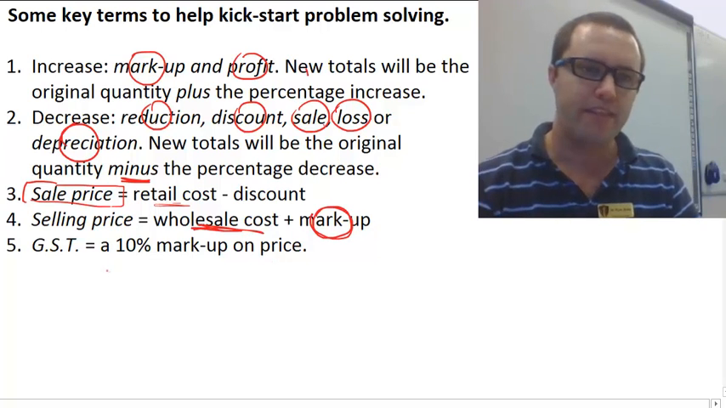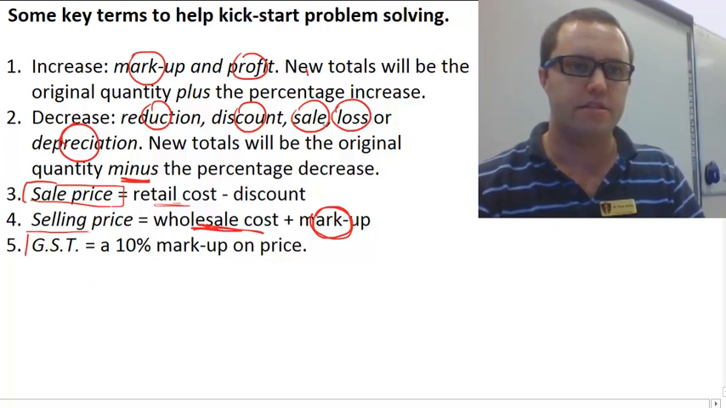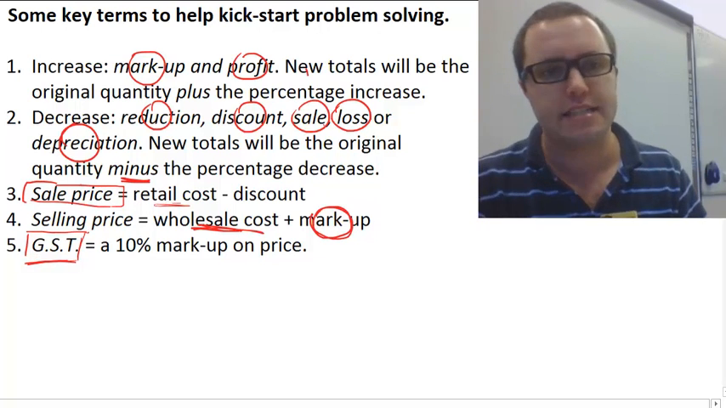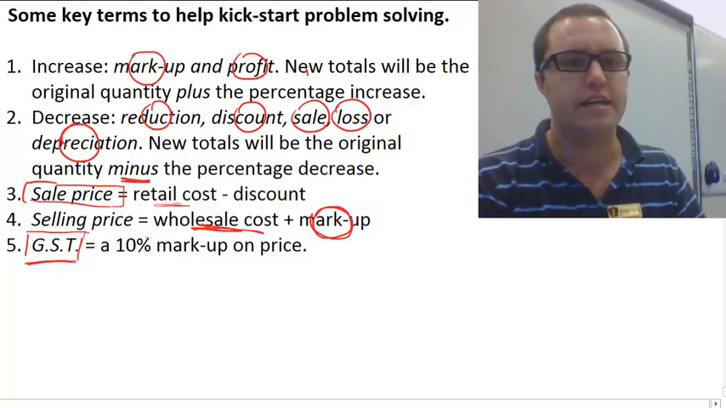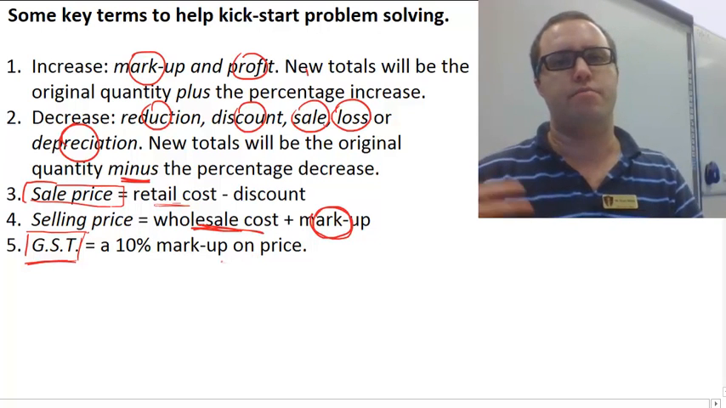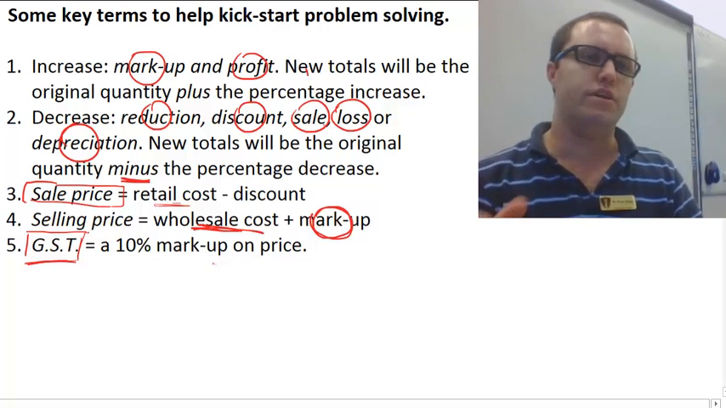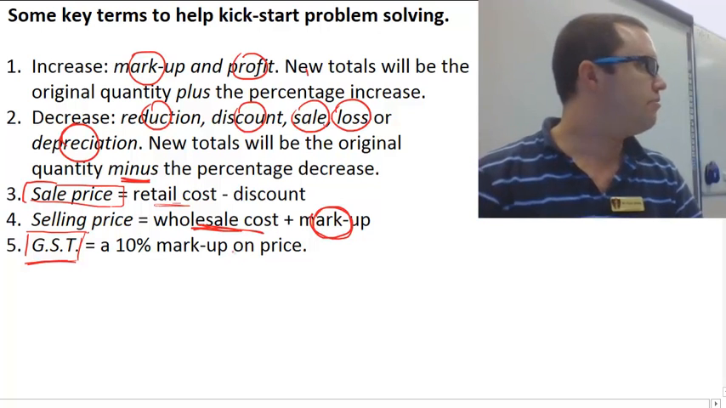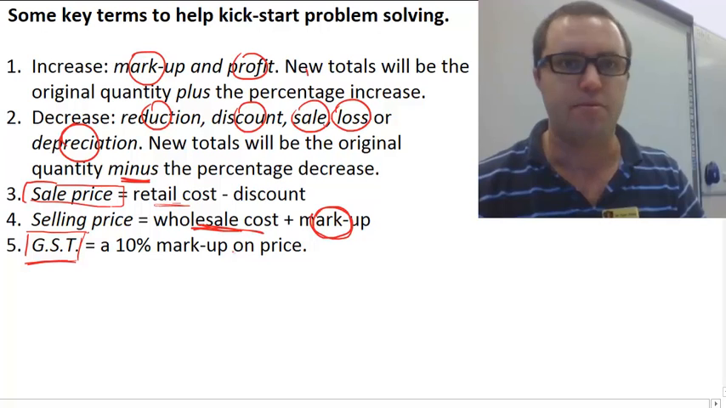Okay, now another one that you need to be familiar with is GST. We have it here in Australia. It's a goods and services tax, and this is pretty much equal to a 10% markup on the price of things. Okay, it's not always just an item. Sometimes it can be the cost of hiring somebody to come and do something. There will be a 10% GST markup on that.